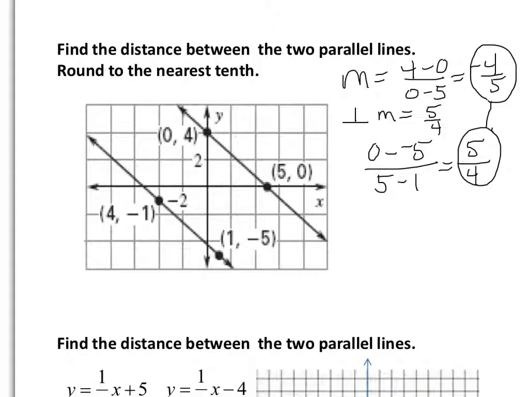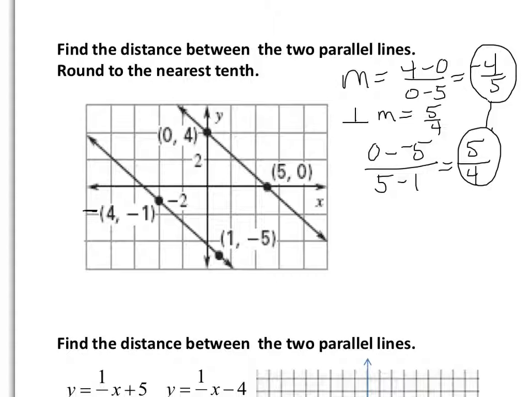So it is indeed the opposite reciprocal. Now if we would have used the other two coordinates, we would find the same slope, but what I notice here is that there's a misprint in our diagram. That should be a negative 4, negative 1.